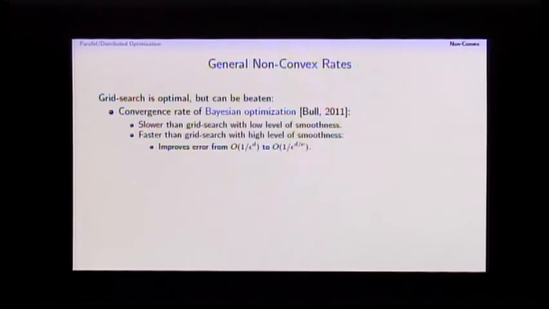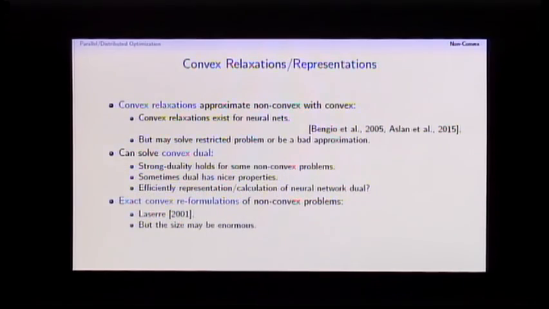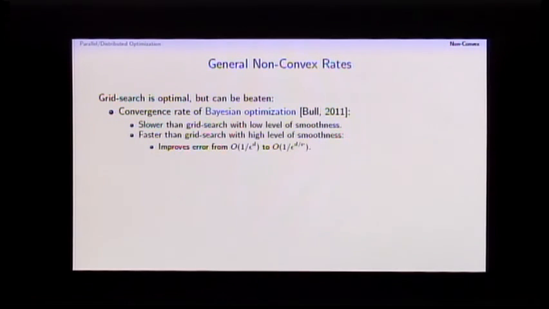Okay, so I think that's all I want to, okay, I have one slide on the global problem. We said already that grid search or random search is optimal, but you can actually beat it once you start making assumptions about the function. There was a paper in 2011 looking at Bayesian optimization, which I can't remember the name of in the OR community. I think it's surrogate-based optimization or something like that.